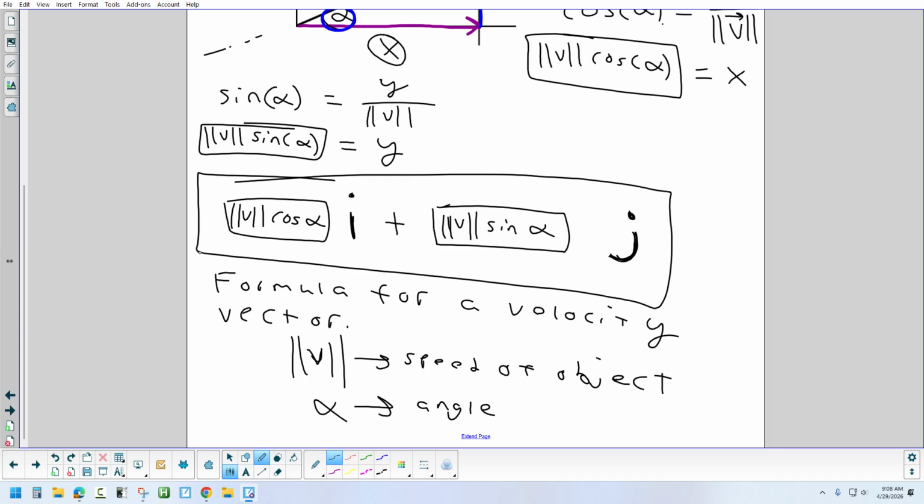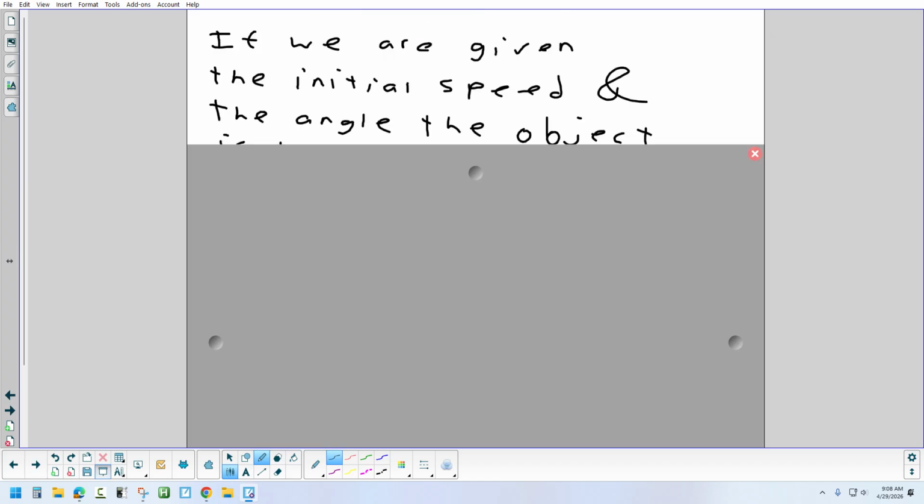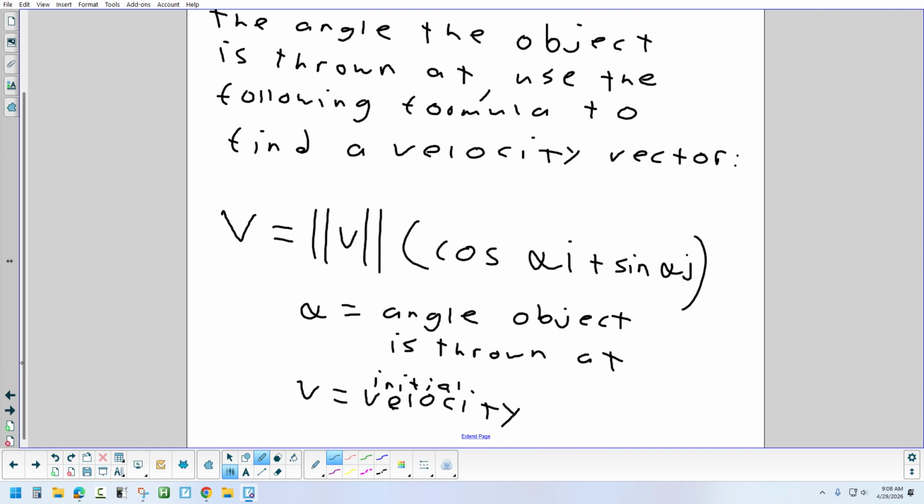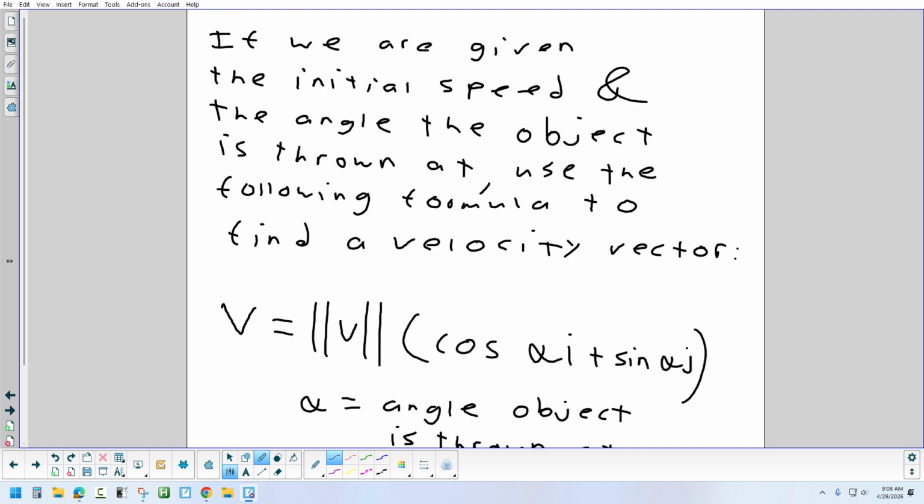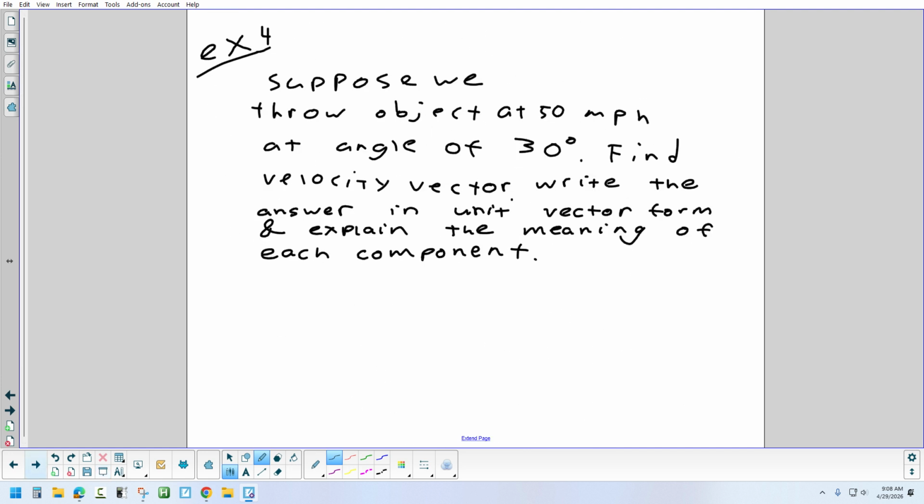Okay, everybody have that formula? Okay, I think I wrote down the same thing again here. Okay, so now let's do that for our problem. We've got an object being thrown at 50 miles per hour at a 30-degree angle. Write the answer in unit vector form and then explain the meaning of each component, the horizontal and the vertical.